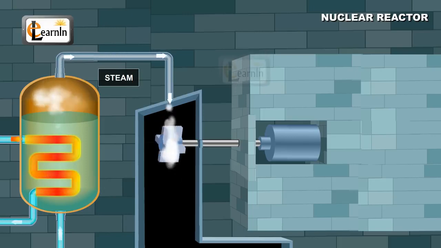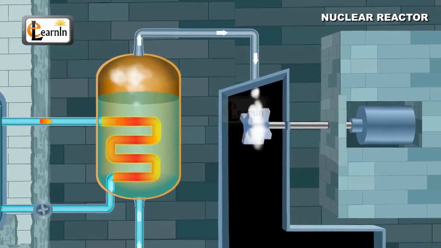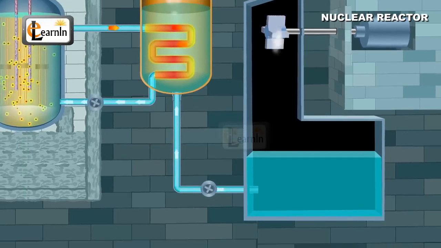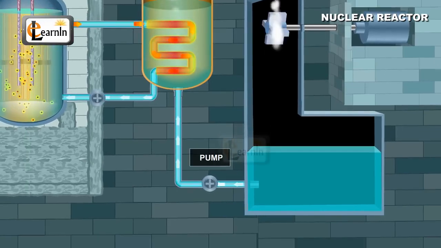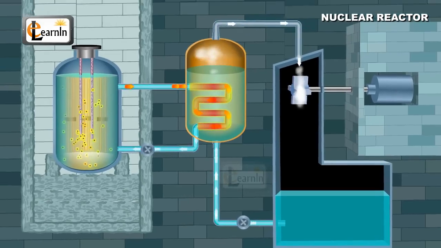and changes to steam, which is in turn used to turn the turbines. So, huge heat energy gets converted into electrical energy. Water is continuously flown in and out of the nuclear reactor using the pump. So, a nuclear reactor successfully generates nuclear energy from fission reaction.